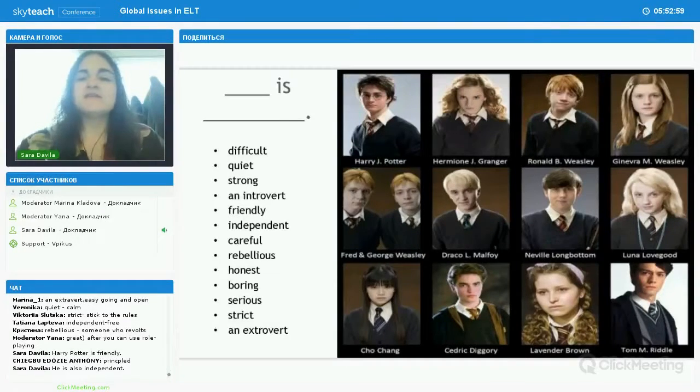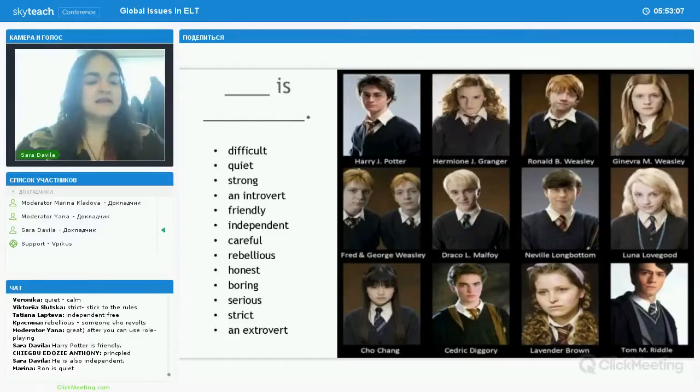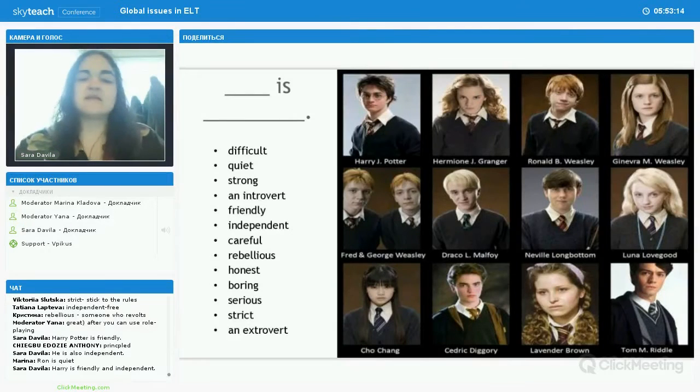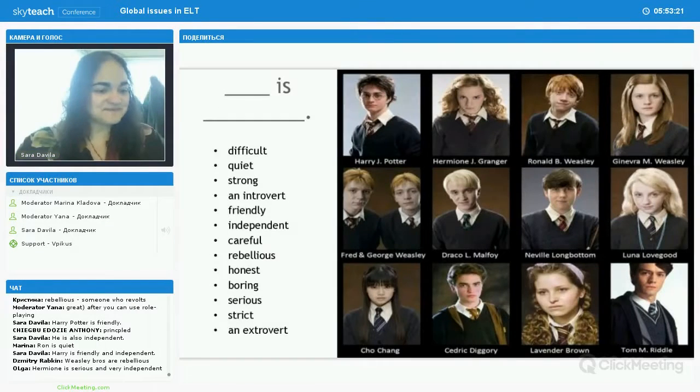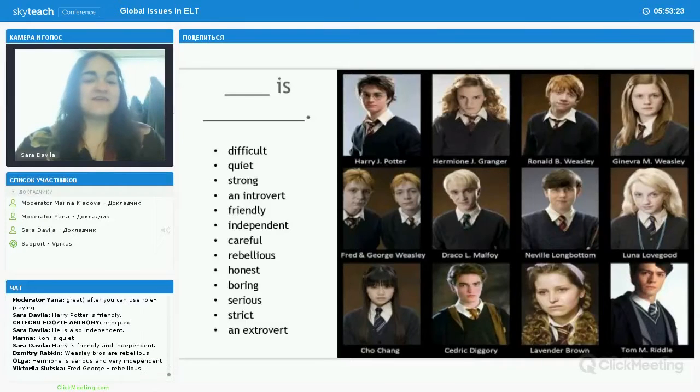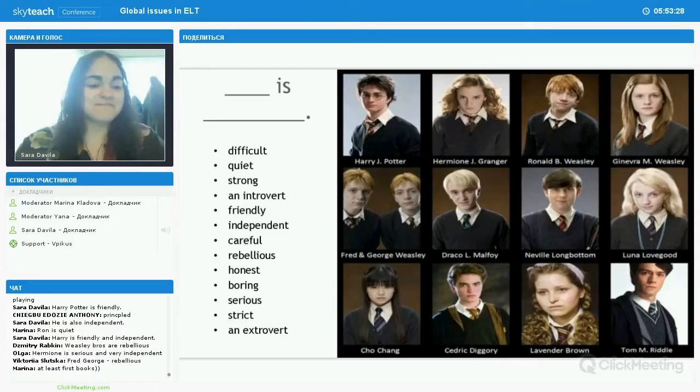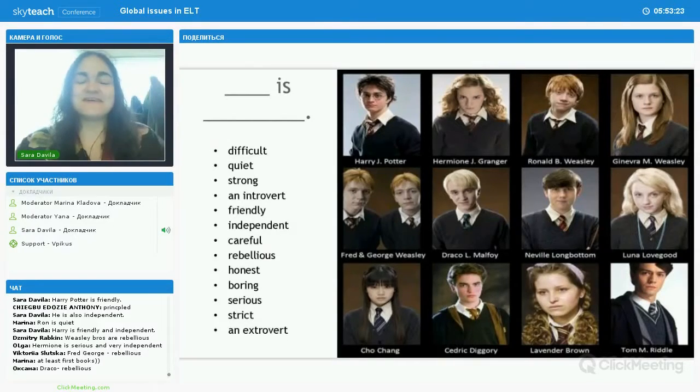So take a moment, if you can make some sentences. You can even use "and" if you want to use it. So again, Harry is friendly and independent is a sentence I could use. How would you describe some of these other characters? Ron is quiet. It's a great sentence. Hermione, she's one of my favorite characters. Very serious, very independent. Fred and George are very rebellious, I agree.